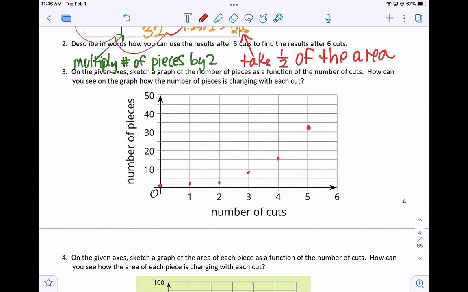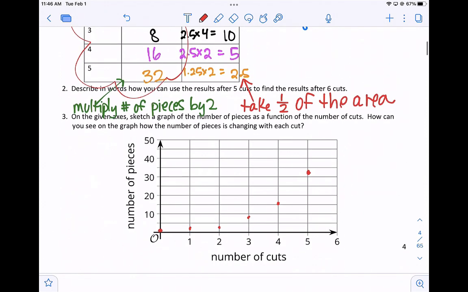How is it changing? It says given, okay. How can you see on the graph how the number of pieces is changing with each cut? Okay, so from the table we can see it's doubling. Can you very easily see that from the graph? I would say not as much, but you can see it's exponential.